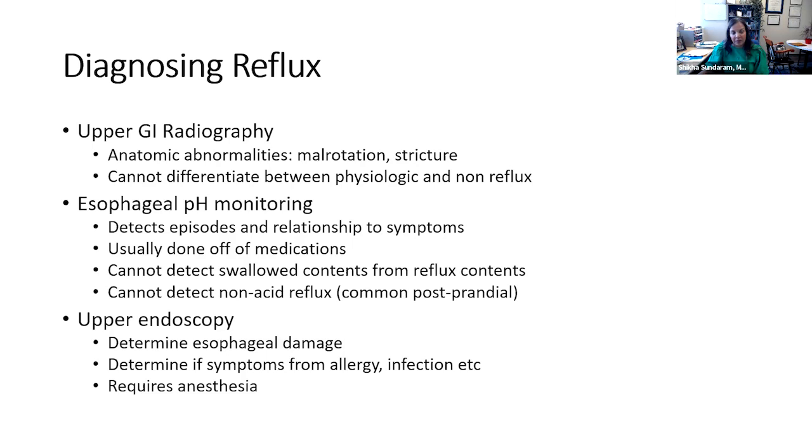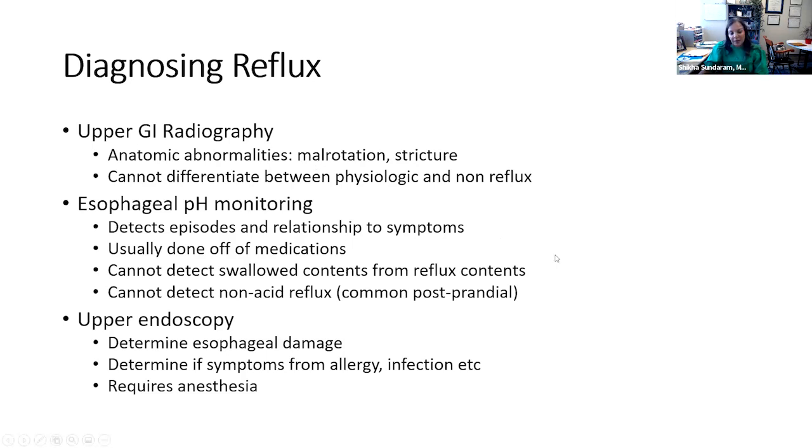However, it's typically done off of medicines, which some patients will not tolerate. You can't really detect the difference between swallowed contents and reflux contents. And it also doesn't detect reflux that is non-acidic. And so we use it sometimes, typically in sort of refractory cases that don't seem to be responding to therapy.